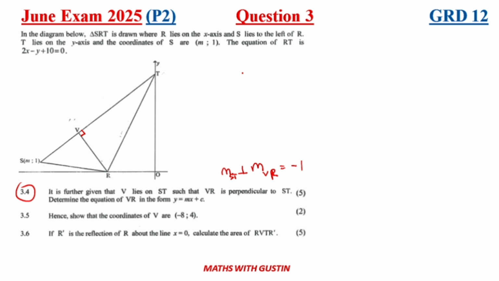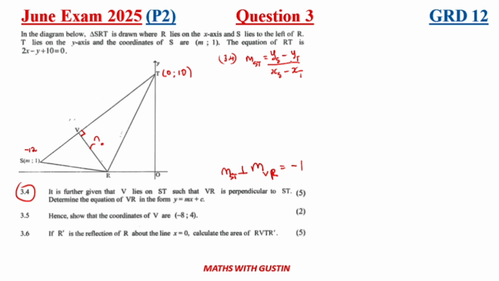So now let's go ahead and find the equation of VR. They're asking us for the equation of this line right here. We have the coordinates: S is (-12, ...) and T is (0, 10). So we can find the gradient of ST because we already have all the coordinates. For 3.4, the gradient of ST is equal to y at S minus y at T, all over x at S minus x at T.